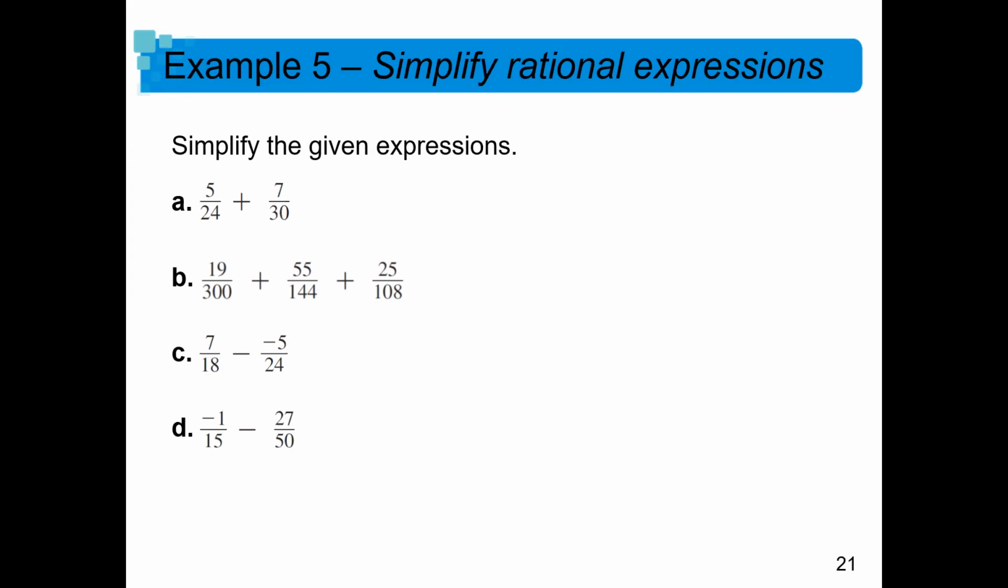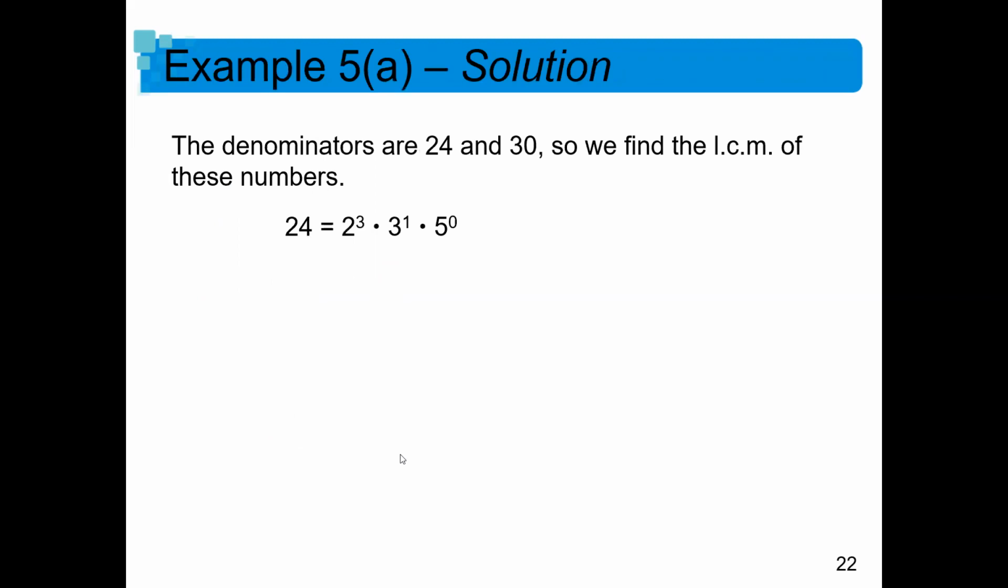So basically, you have to convert each fraction into its equivalent so that both or all three end up having the same denominators. The way to do that is to find the least common multiple or the least common denominator among the denominators. And let's start with letter A, 5/24 plus 7/30. So the denominators are 24 and 30. And so we can find the LCM of these numbers again by what we learned, right?